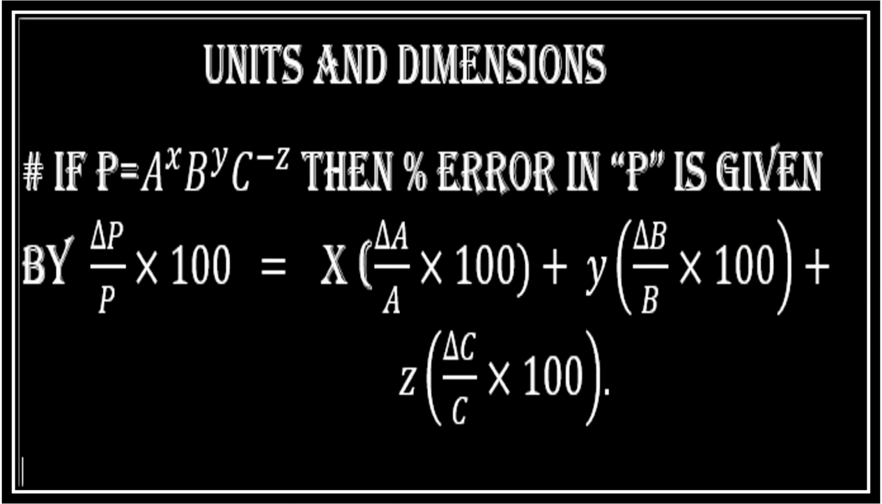Now let's move to a note point that is most important in measurements. That's if p is equal to a power x, b power y, c power minus z, then percentage error in p is given by delta p by p into 100 is equal to x delta a by a into 100 plus y delta b by b into 100 plus z delta c by c into 100. Here, whatever plus or minus is used in the powers, you should take only the positive. It's plus taken here, whatever it may be.